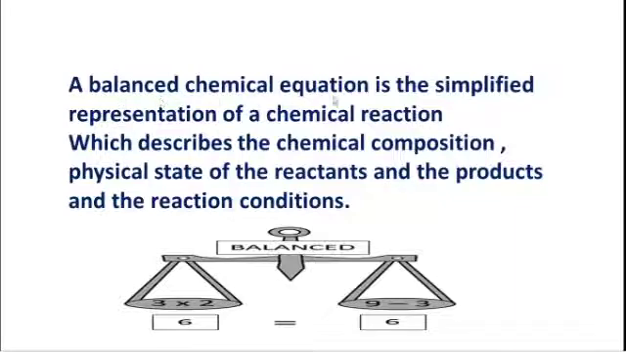A balanced chemical equation is the simplified representation of a chemical reaction, which describes the chemical composition, physical state of the reactants and the products, and the reaction conditions also. So this is a balanced chemical reaction.